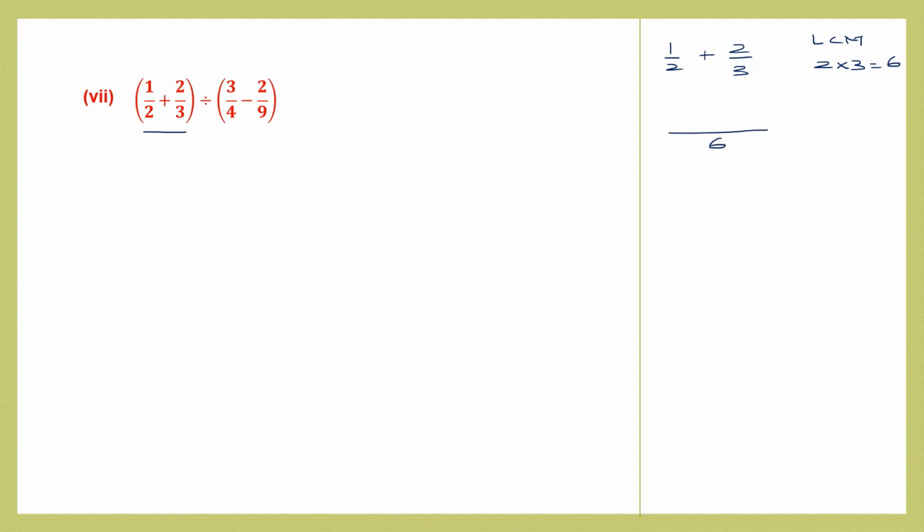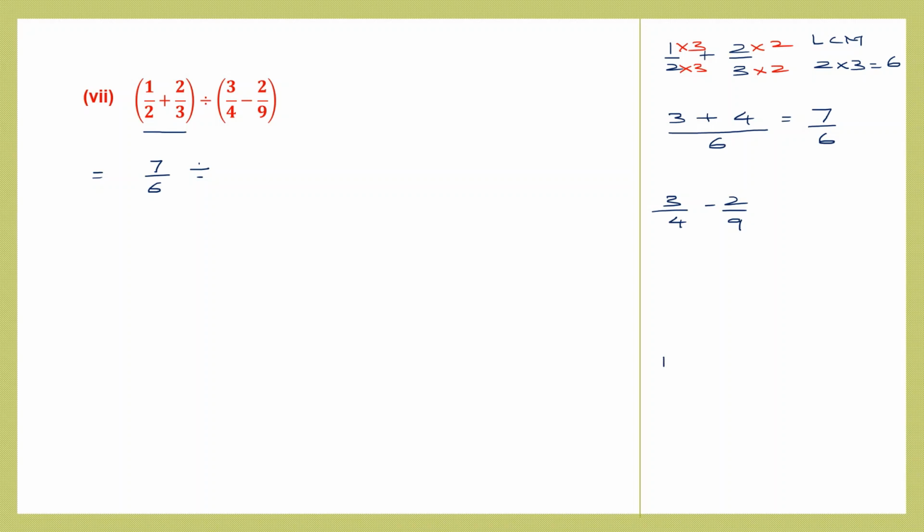Now, the first denominator is 2. 2 3s are 6. So 1 into 3 is 3. That's the first numerator here. Plus, let's go to the second denominator. 3. 3 2s are 6. So 2 2s are 4. So here we have 3 plus 4, that is 7, 7 by 6. So we have removed the first set of brackets and we've got 7 by 6 divided by, now let's remove the next set of brackets, that is 3 by 4 minus 2 by 9.